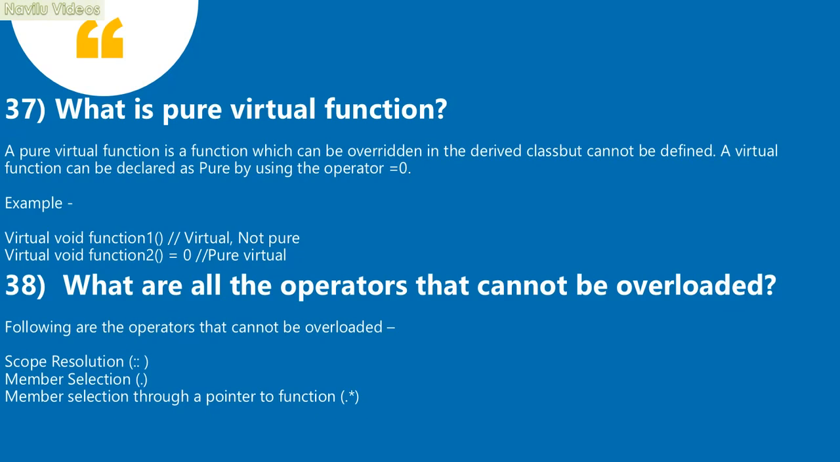38. What are all the operators that cannot be overloaded? Following are the operators that cannot be overloaded: scope resolution (::), ternary operator (?:), member selection (.), and member selection through a pointer to function (.*).